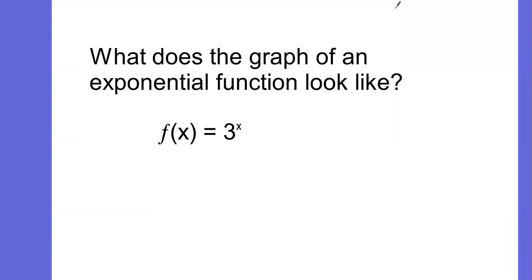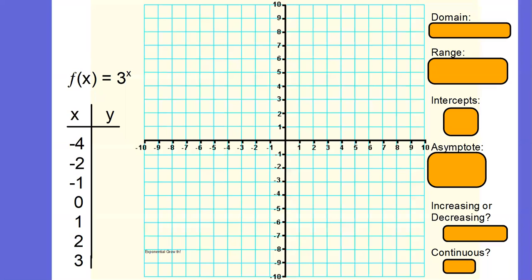What does the graph of an exponential function look like? So we're going to take the function f of x equals 3 to the x power and find out what this thing is going to look like. So we got some inputs here: -4, -2, -1, 0, 1, 2, and 3. We're going to plug these in for x and find out what 3 to that power would be.